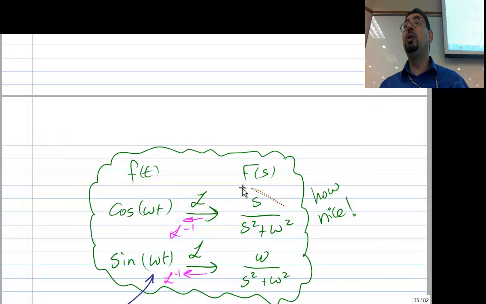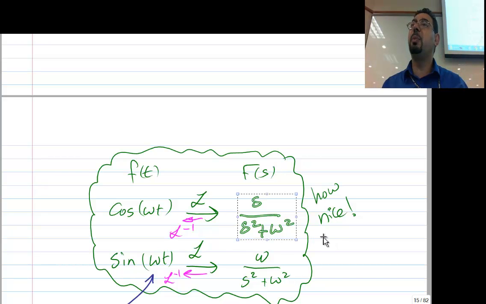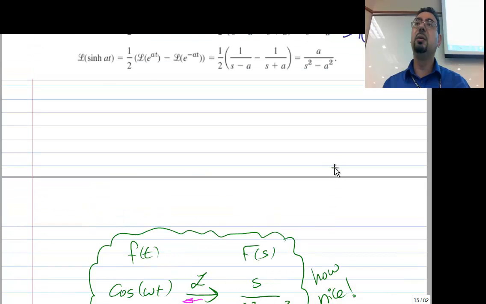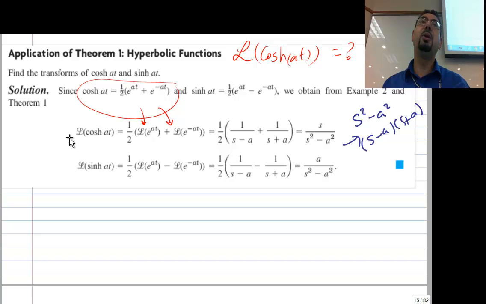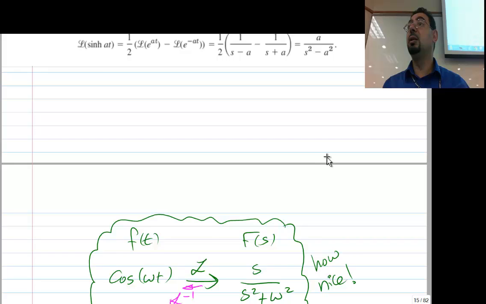So this is very useful when you end up with something like this, and you would like to take the inverse Laplace. You've got the solution in the s domain, and it's s over s squared plus omega squared. The inverse would be the cosine, but if it was s over s squared minus omega squared, it would not end up being cosine. So the minus is a big deal.